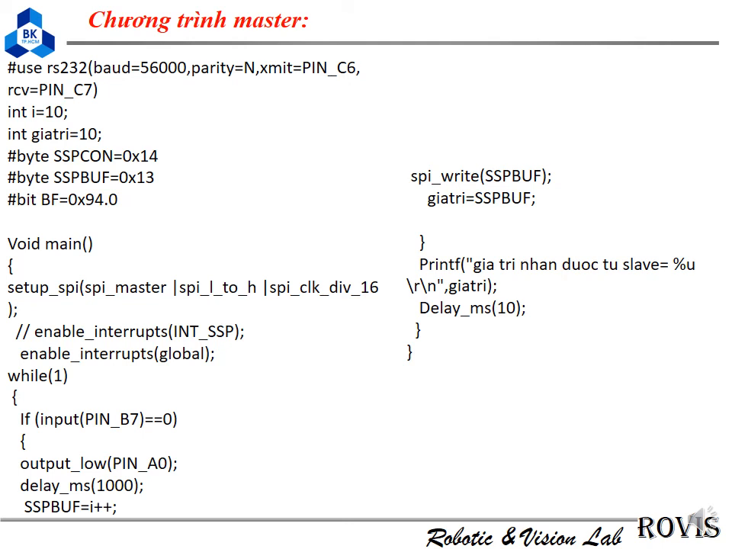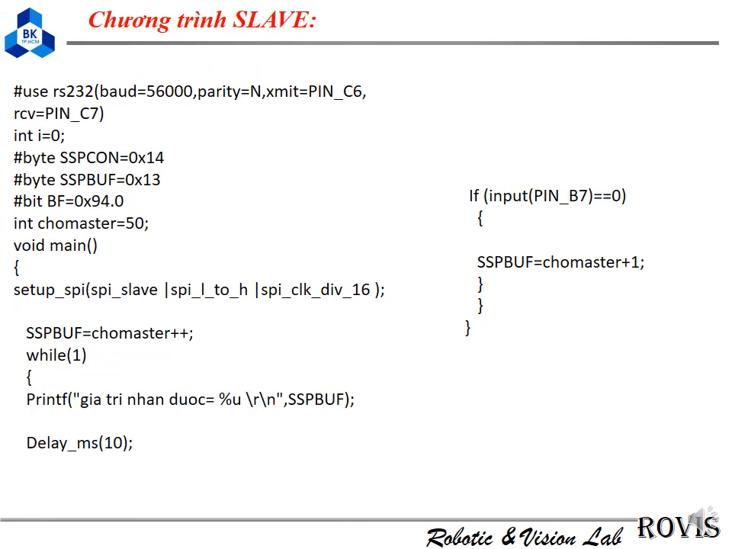And this is the code we write in the CCSC compiler. So similarly, we just click the button 7 to transmit the data to the slave. And in the slave, if we want to transmit the data, we just click the button, pin 7 again, and then we give the data to the SSP buffer, and then the data will be transmitted to the master.